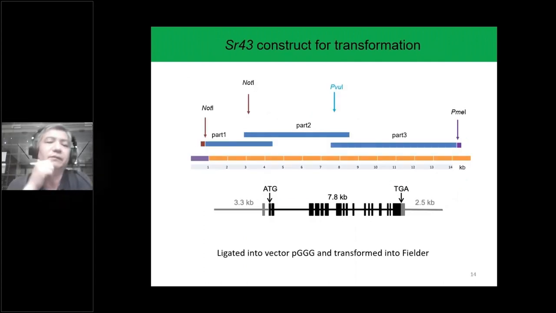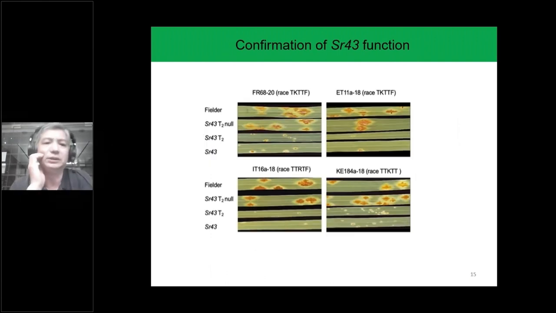Based on this annotation, we generated three parts for the SR43 construct using long-range PCR. Then we ligated the three parts into the PGG vector, and the construct contains a 3.3 kb promoter region, a 7.8 kb CDS region, and a 2.5 kb terminator region. So we transformed Fielder with this construct. We got one transgenic. Then we tested the transgenic along with Fielder, transgenic null, and the SR43 introgression line.